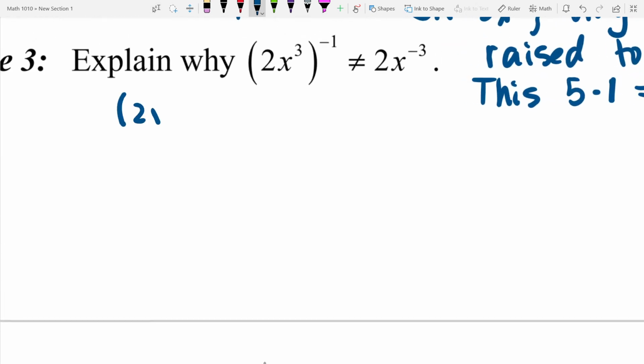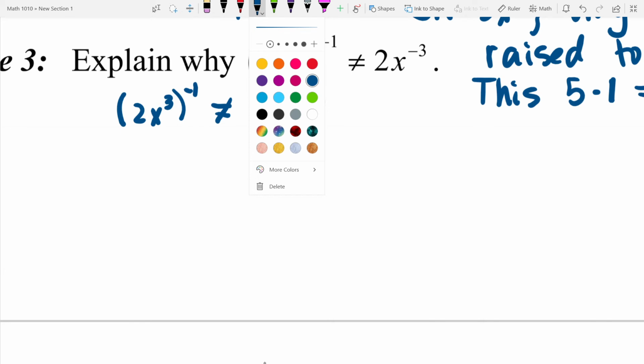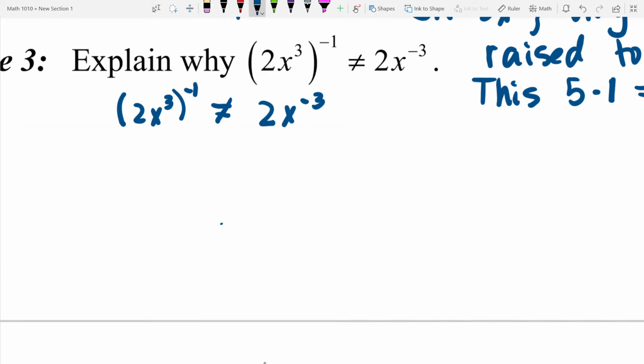Okay, well, let's do it. Every time you're asked to decide if they're equal or explain why they're not equal to each other, let's just write it out. It's the best thing for you to do for yourself. Okay, so right here, guys, look. The 2 is to the first, power to a power, 1 times negative 1 is negative 1. The x, 3 times negative 1 is negative 3, and I'm going to say is not equal to 2 over x to the negative third, guys.